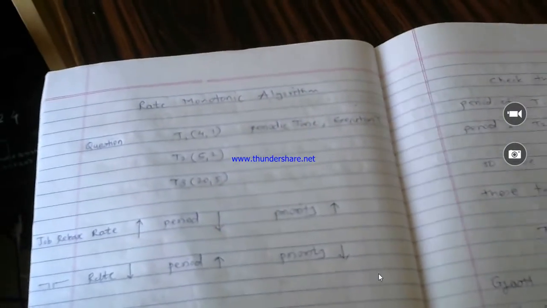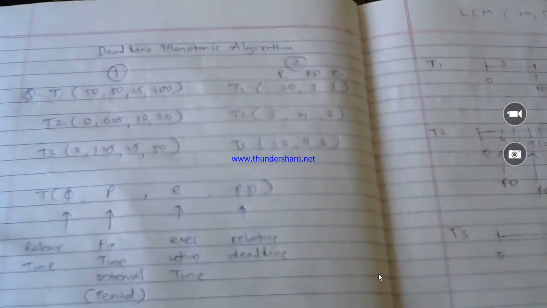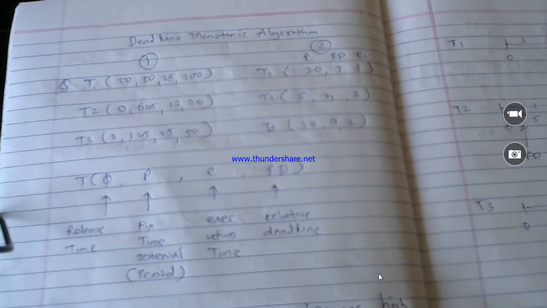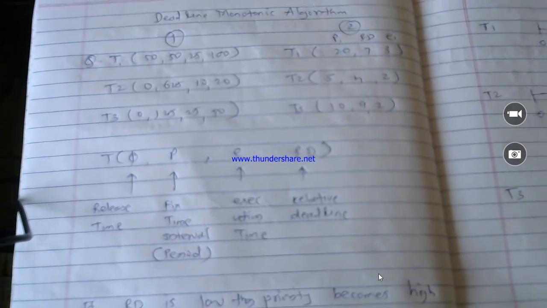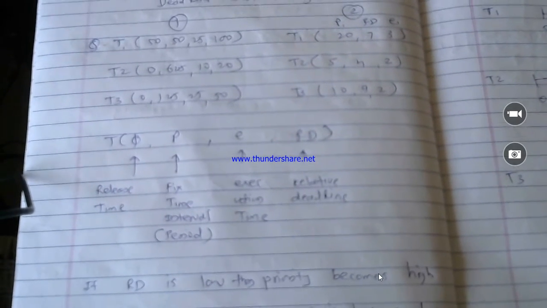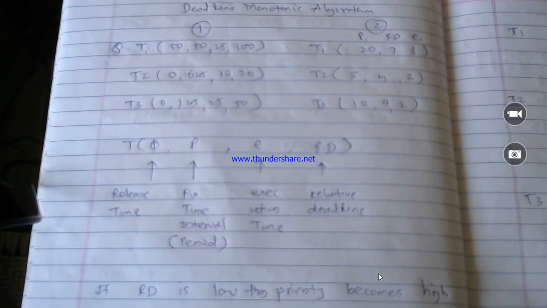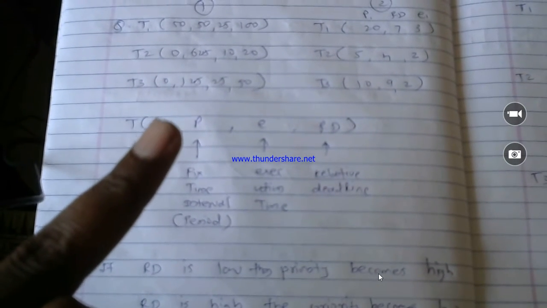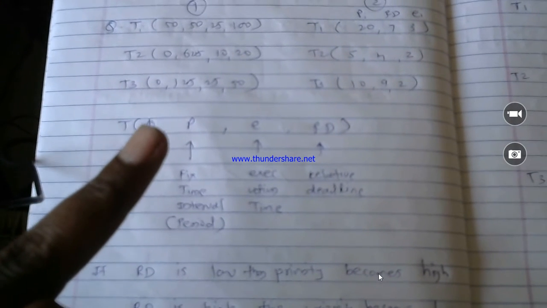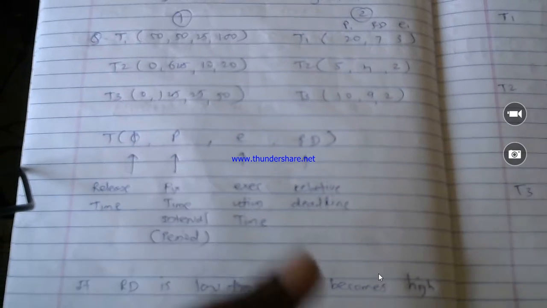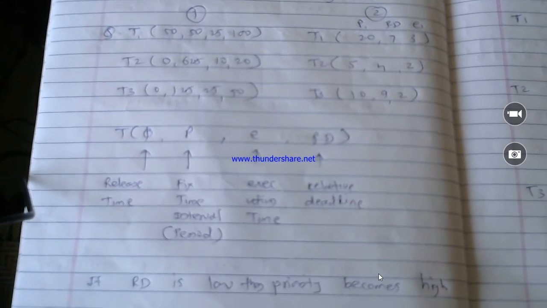Okay, now let's move towards the next one, that is the deadline monotonic algorithm. I have considered 2 examples over here. This one is the example which you have to try at home, and I am going to explain this example. I have written 4 tuples over here. As I have already explained, these 4 tuples mean the release time, execution time, then completion time, then a fixed time interval, that is P, periodic time.